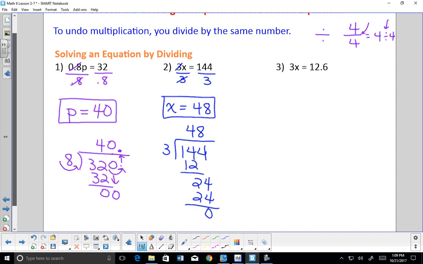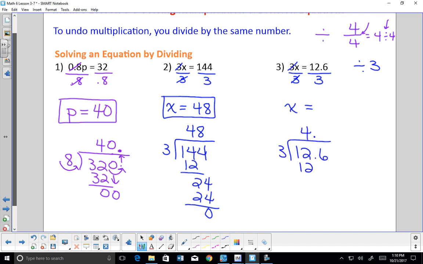Number 3 says 3x equals 12.6. Again, I have x multiplied by 3 equaling something. To undo that multiplication by 3, I will divide by 3. Please note, I don't use this sort of a division symbol. It is messy. It starts to look like negative signs, and when you start working with negative numbers, it's going to get really hard to read. So please get used to using the fraction bar to show division. The 3's cancel out, leaving me with x. If I take 12.6 and I divide it by 3, 3 goes into 12 4 times.